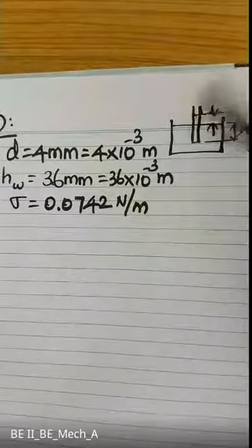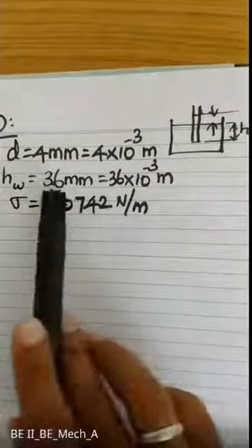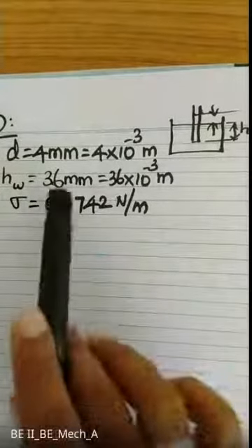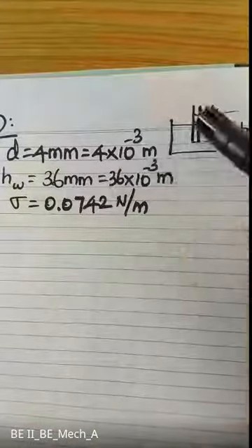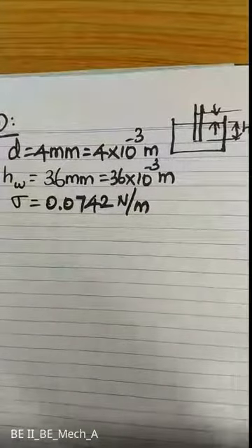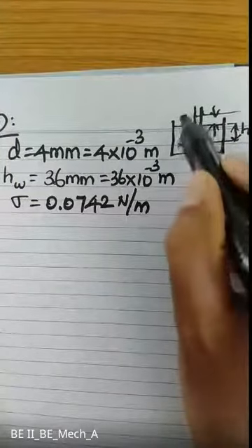This particular value is called the capillarity, and this particular value is the height of water, which is what is available in the given data. You can't directly use this value in the formula. You have to add this value to find the true static height. The true static height means you have to find the entire height of the water level in the tube.